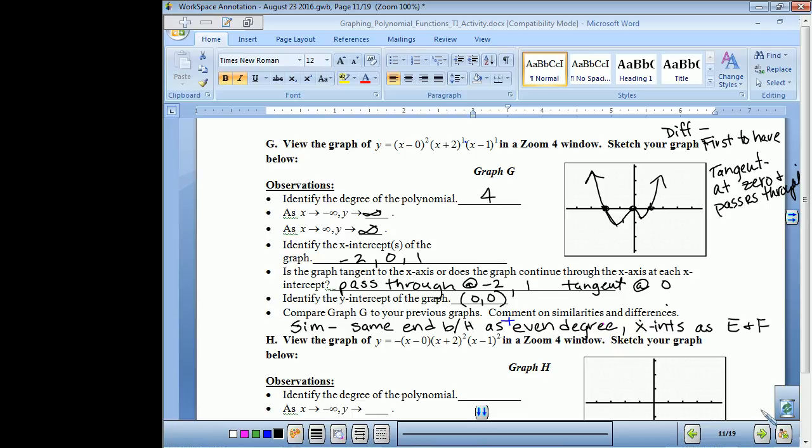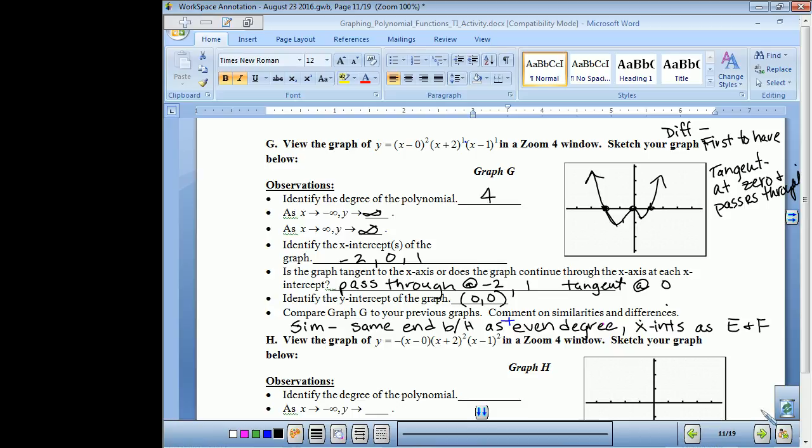Add up the exponents. Because this is a product, because I'm multiplying like bases, I add the exponents. 2 plus 1 plus 1 is 4. So it's even and positive. Rise, rise. Even degree and positive. Both ends rise. Rises to the left, rises to the right. Okay, we still have 3 x-intercepts.